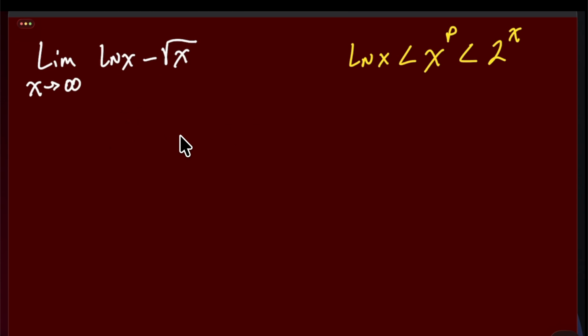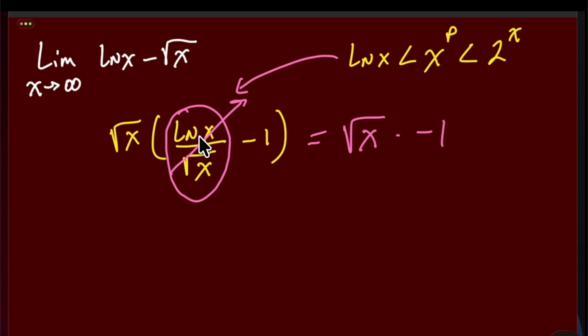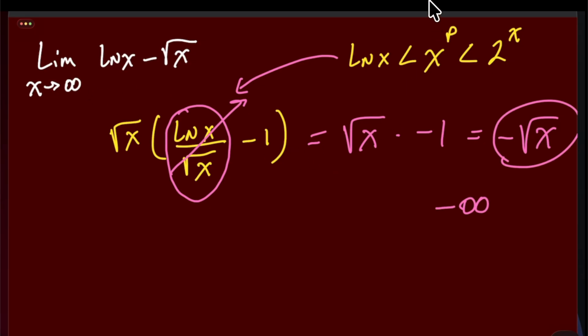But if you're uncomfortable using the intuition here, and I don't blame you because I am, we can do the following. We can pull out the square root of x as a greatest common factor. You want to pull out the dominant factor in this situation. So that would leave inside the parentheses ln of x over the square root of x minus 1. Now we could very comfortably apply the list here. This is going to grow much faster than that, so that's going to go to 0. Now we have square root of x times minus 1 minus square root of x, and as x goes to infinity, this will go to negative infinity.